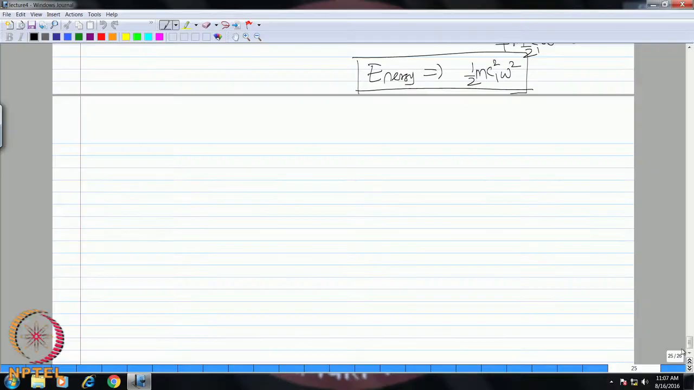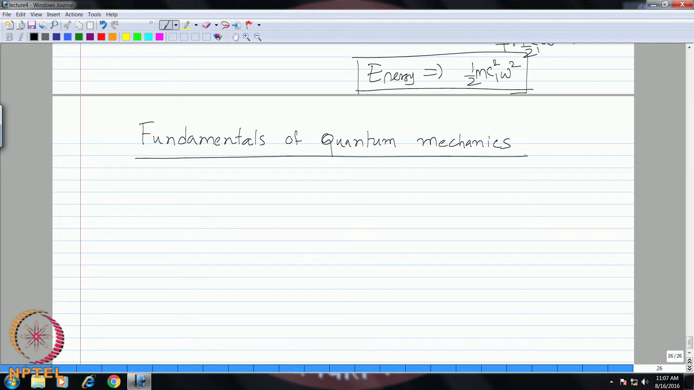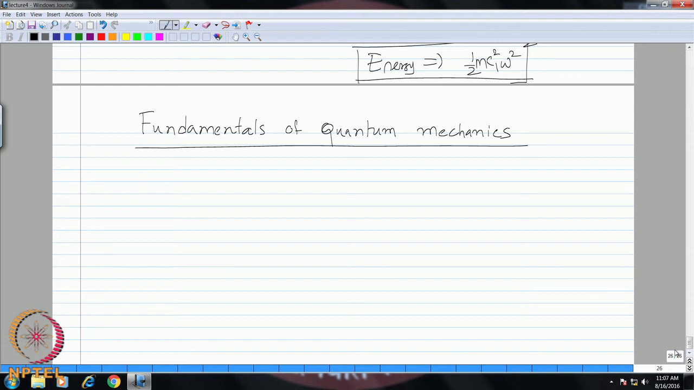So, good morning. In today's lecture we will start a little bit about the fundamentals of quantum mechanics. Now you should understand that we are not teaching quantum mechanics as a course. It is only a very small portion of the nanoscale energy transport. So, I will give you a very brief overview, solve one or two examples, and then try to see where quantum mechanics is applied in the context of nanoscale energy transport.